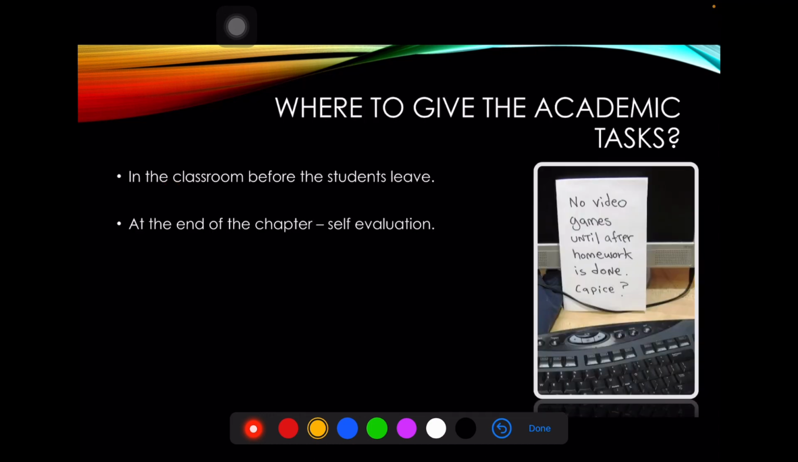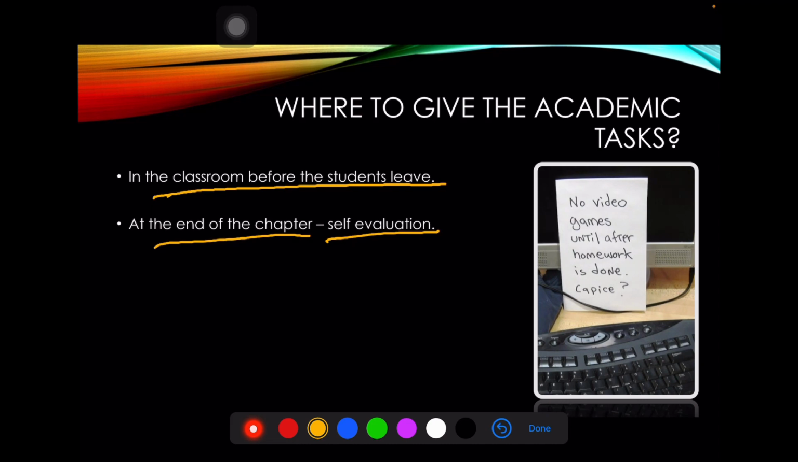So this is the final one, where to give the academic test. In the classroom, okay, before the students leave, right, or at the end of the chapter for self-evaluation, right? So no video games until after homework is done, capiche? Okay. Alright, so when the students are about to leave or 5 minutes before the bell rings, then you give the academic test.